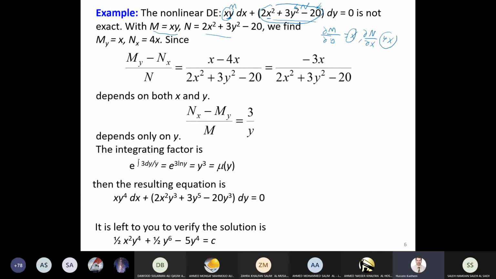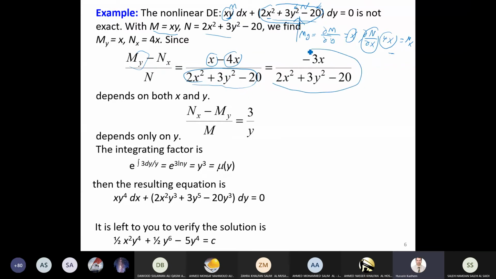So have a look. I will say, okay, My minus Nx. By the way, this is My, and this one is Nx. I substituted: x minus 4x, as you can see here, over N. N is this one.